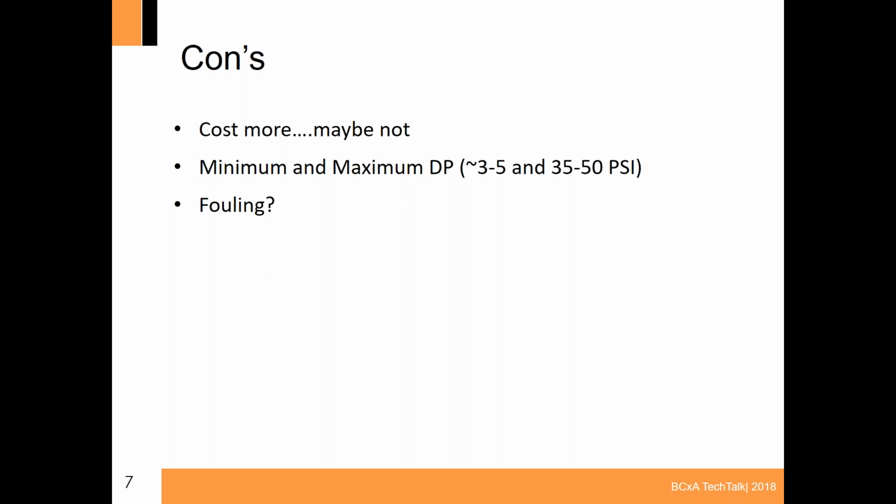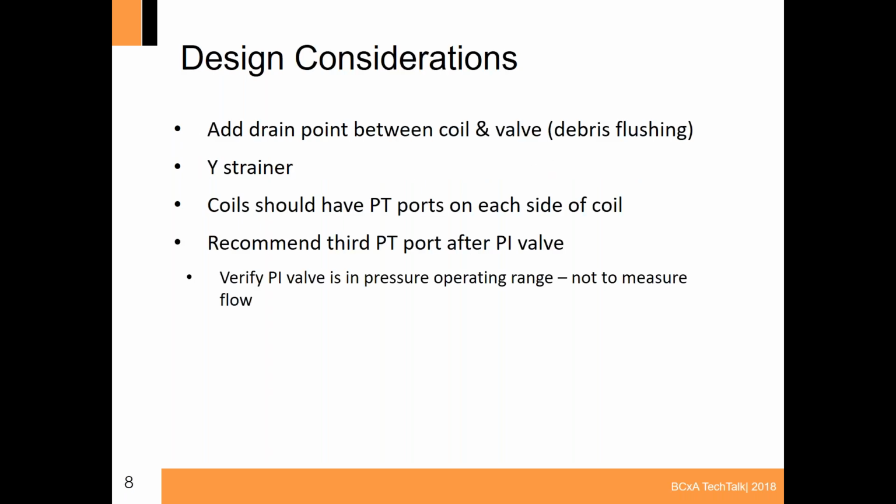And then I'll talk about some of the things that you can do to flush the system on the design side to prevent that as well. So the design considerations, make sure you add a drain point between the coil and the valve, and that's for the debris flushing, right? So before we start and open up the coil to the system, do a little bit of drain, make sure that anything residual, bits of metal, rust, dirt, anything that might be in the system, you flush that out before opening up the system to the coil and bringing back.